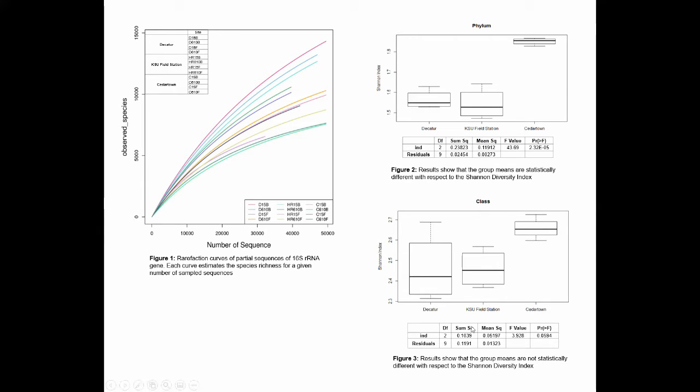Both of these are analysis of variance of phyla and class levels, respectively, where the group means of the former are statistically different with respect to the Shannon Diversity Index. As you can tell with the 2.32e-5 p-value, the latter cannot be said when it comes to class because it has a p-value of 0.0594.